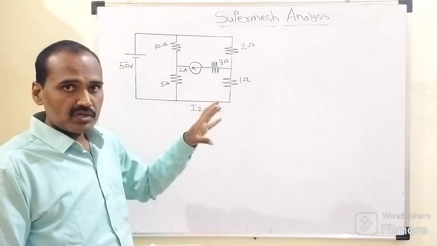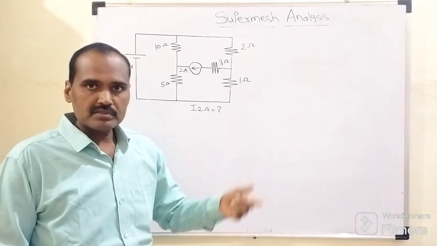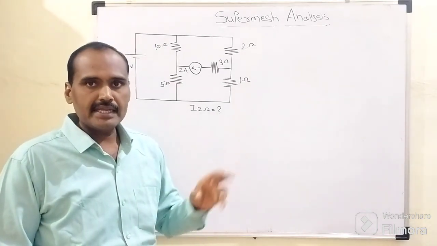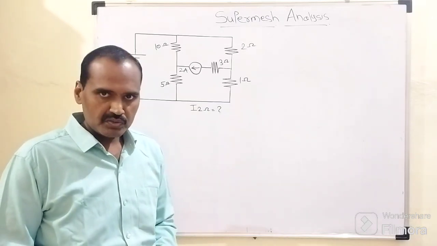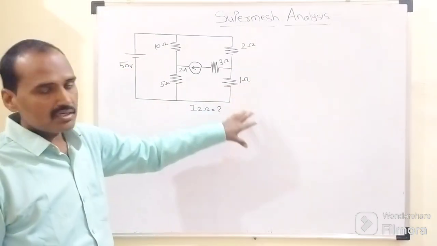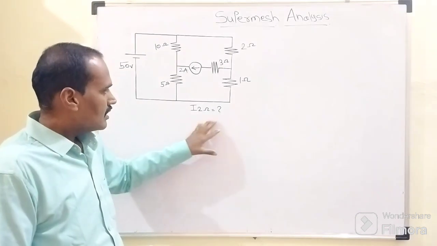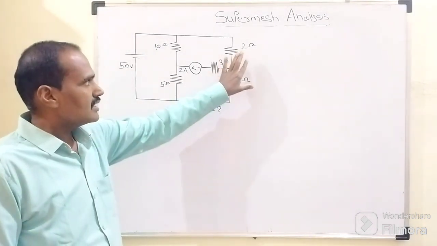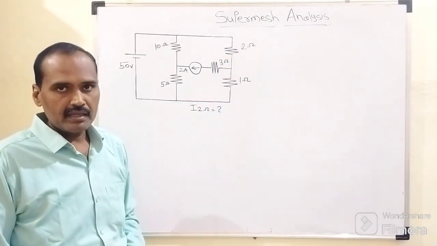First of all, we need to identify how many closed conducting paths we have within the given network. A closed conducting path is nothing but a mesh. Similarly, in super mesh analysis, our objective is to determine the desired current flowing through this 2 ohm resistor.